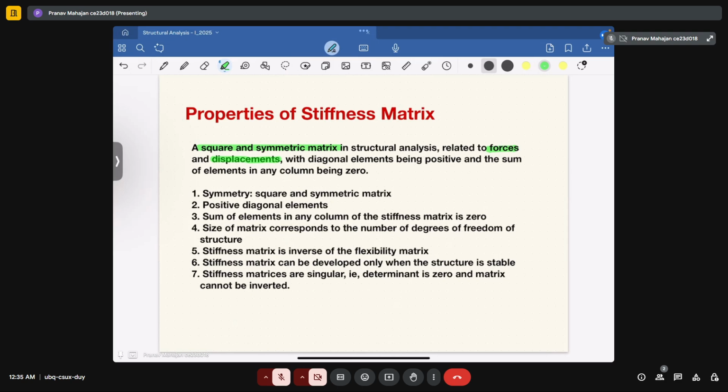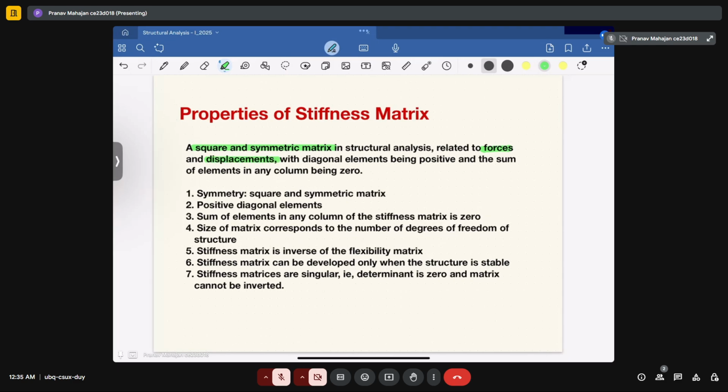The next point tells you that the stiffness matrix can be developed only when the structure is stable. So we have seen various equations for how we determine the stability of a structure. Whenever the structure is stable, only then can we determine the stiffness matrix of that particular structure. Further, these matrices are singular. That means their determinant is 0 and the matrix cannot be inverted. So these are some of the properties related to the stiffness matrix. You can keep them in mind while solving any problem related to stiffness matrices.